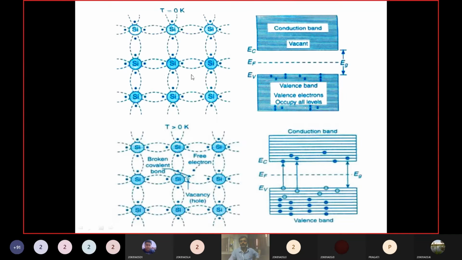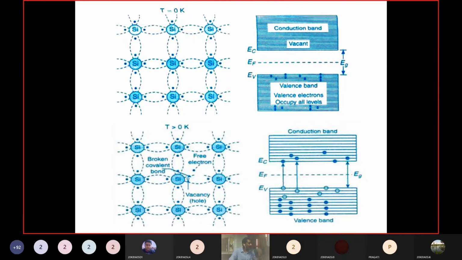Now, based on the gap between the valency band and conduction band, materials are classified into three types: conductors, insulators and semiconductors. If the band gap between the valency band and conduction band is very high, it takes very high energy for an electron to escape from the valency band to the conduction band. That means these valency electrons are strongly bound to the nucleus.